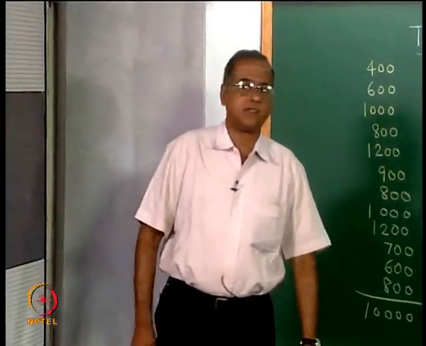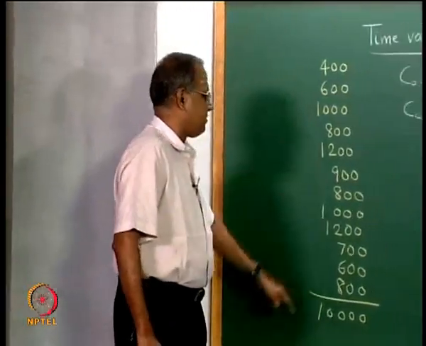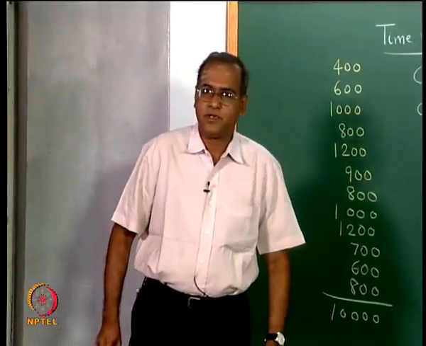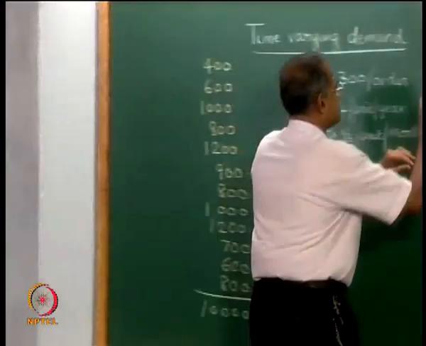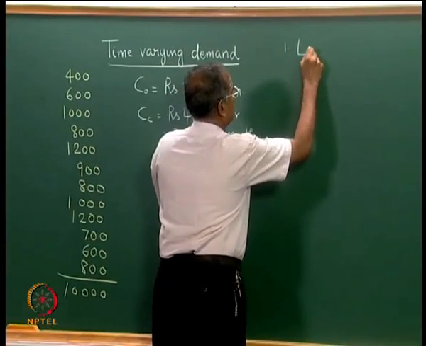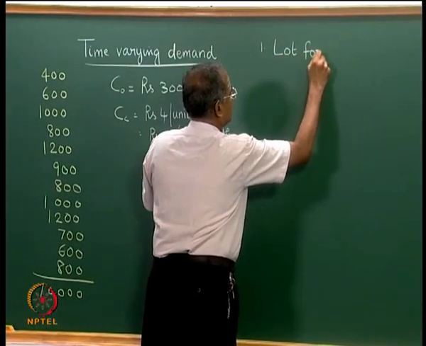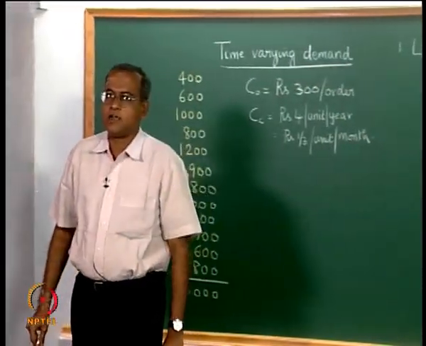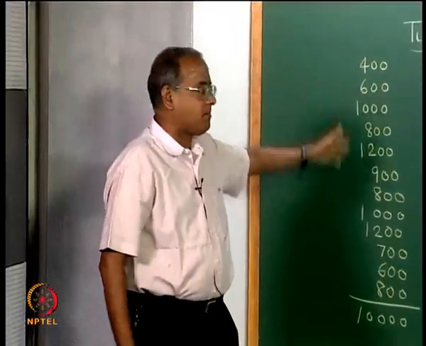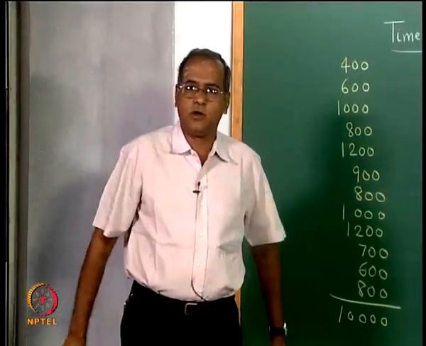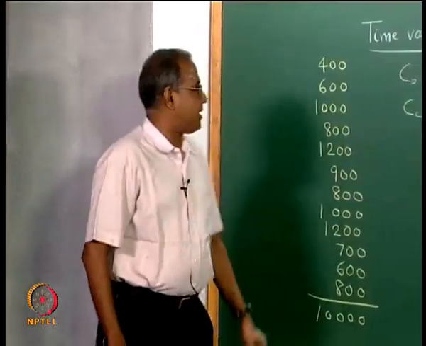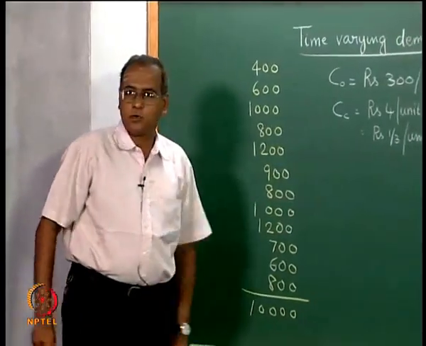So, the easiest heuristic is, if we are looking at 12 months, the simplest thing to do is make an order every month. That is called lot for lot heuristic. If the demand time bucket is 1 month for which the demand is known, place an order exactly for that. So, if we do that, we end up placing an order in each of these 12 months.